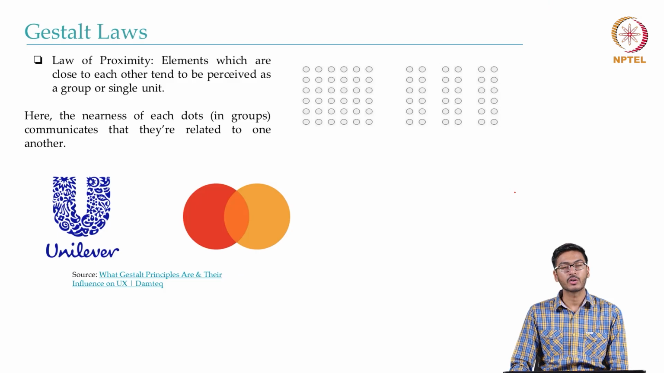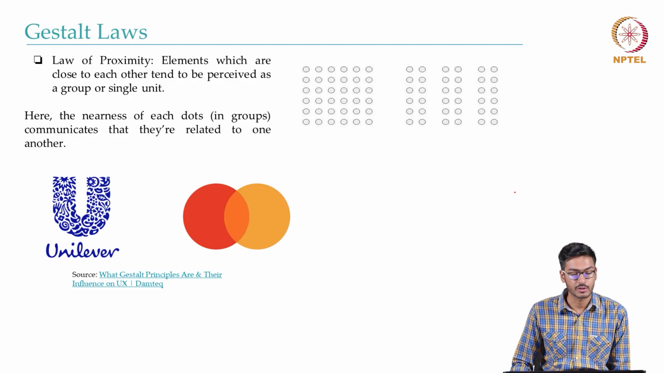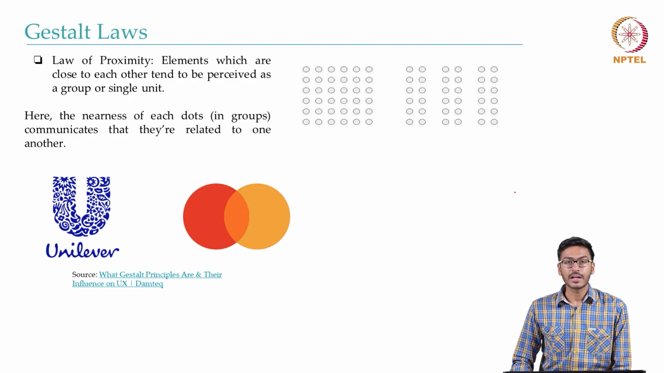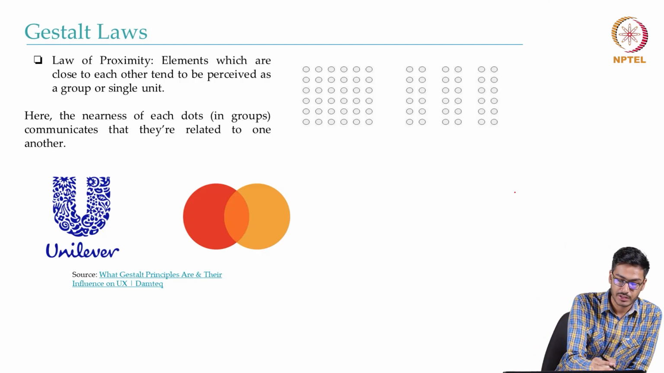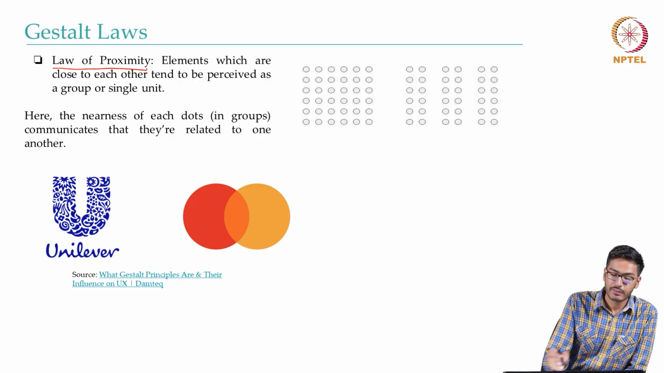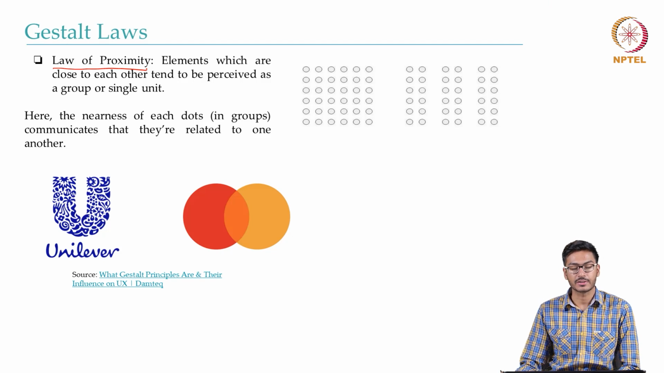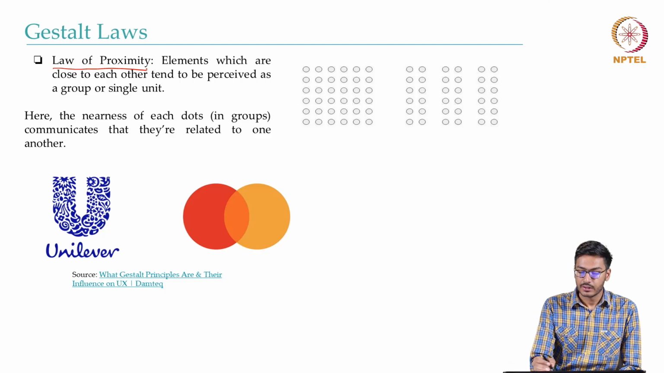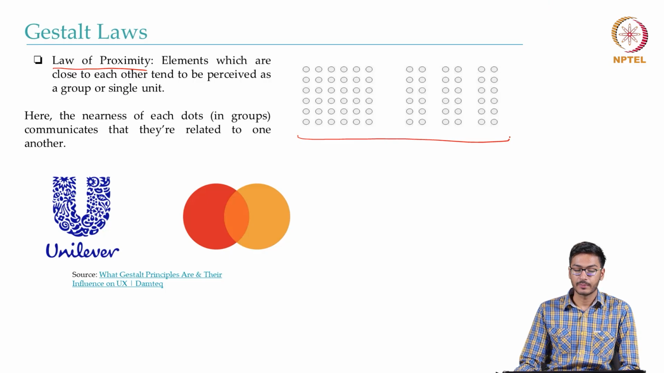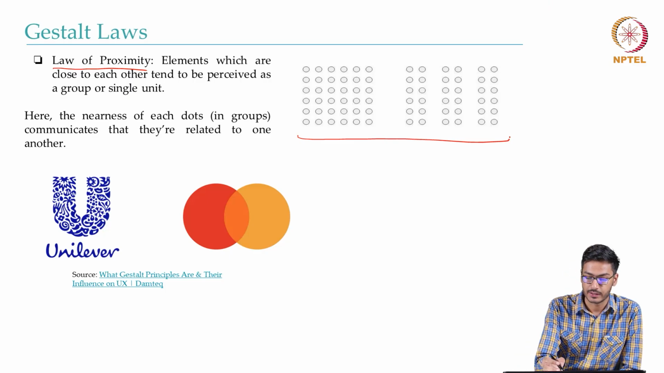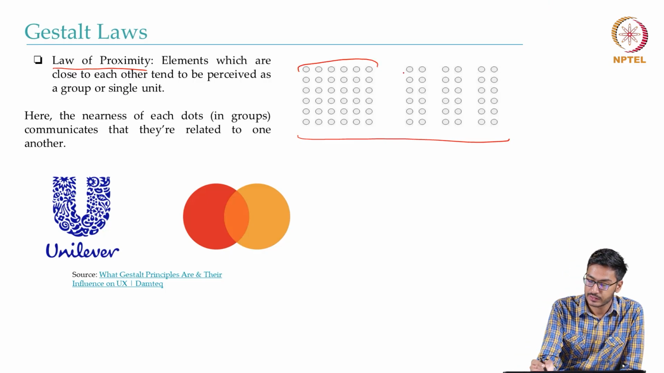Then we have some more laws, which include Gestalt's laws. These are actually a set of laws, of which the first is the law of proximity, which simply states that elements placed close to each other tend to be perceived as a single group or unit. In this example, each group of dots communicates that they are related to one another. These groups right here seem to be related to each other.